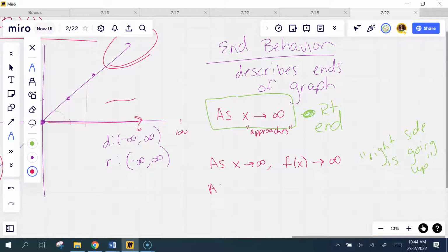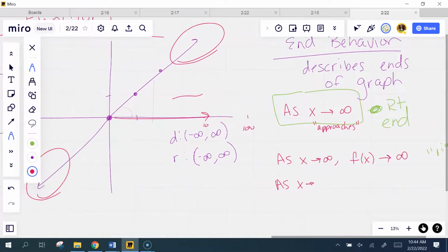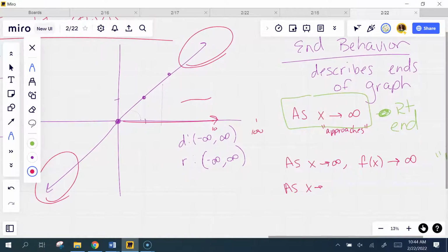What do you think the other side looks like? As x approaches negative infinity, f of x, or y, approaches what? Negative infinity. Because the left side is going down.